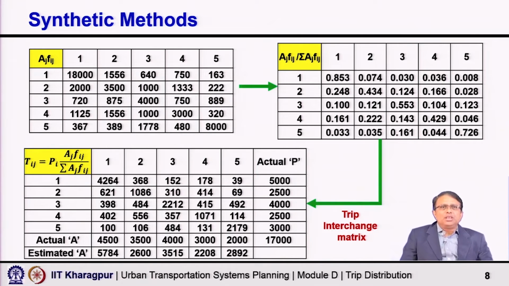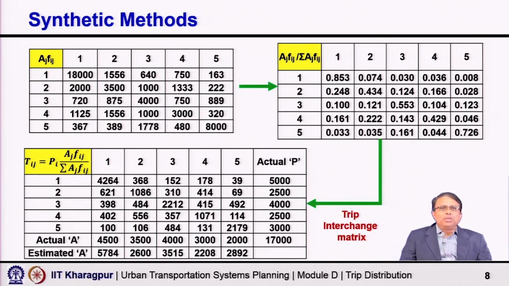I have shown it here. The first table on the left, the green arrow shows how we go from one table to another table, and then three tables are shown. So, we start from the left top table, then go to the right top table, and from that we finally get the table which is shown at the bottom.